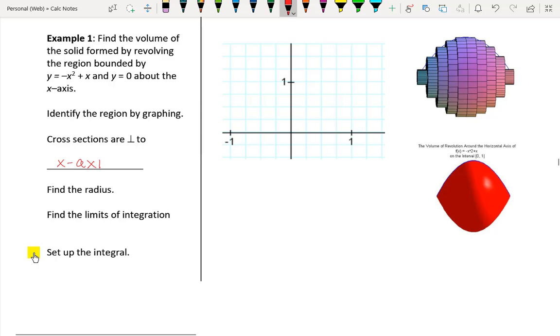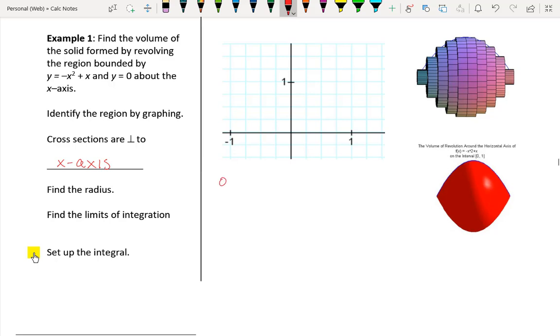Okay, so what they're telling me is that my integral is going to be with respect to x. All right, and so all of my equations need to be in y equals. And in order for me to find that region, the first thing I want to do before I even think about spinning is I got to know what this region looks like. So I'm going to take my function y equals negative x squared plus x, and I need to graph that.